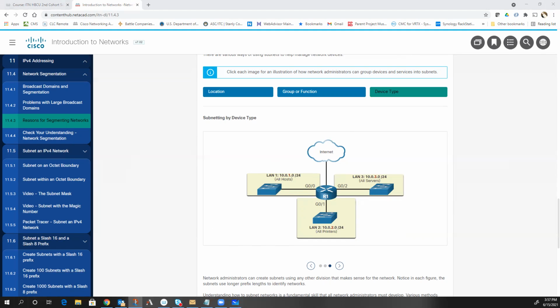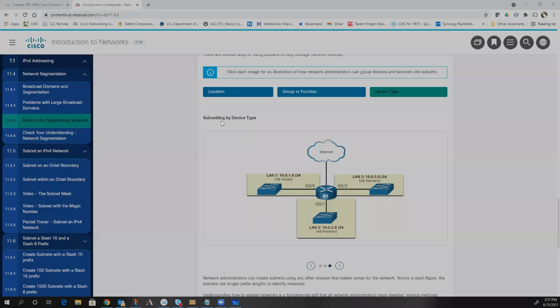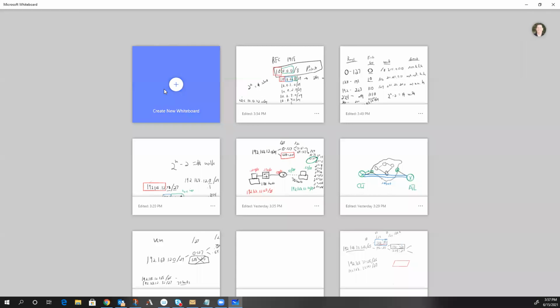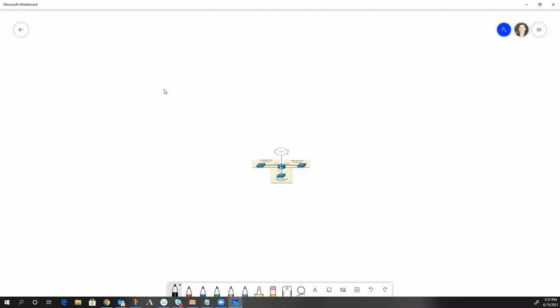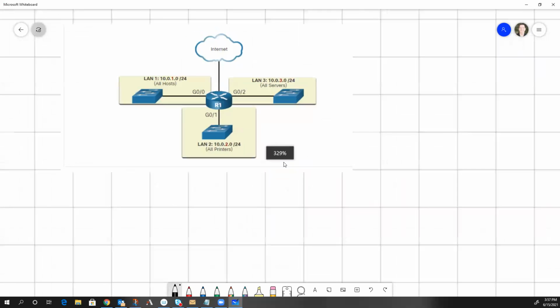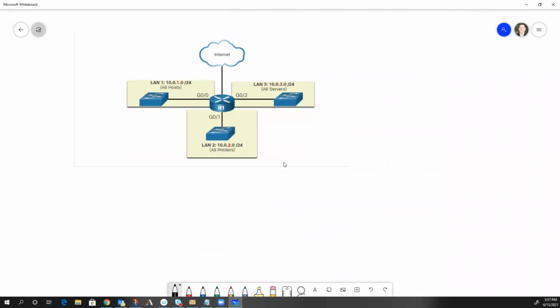I'm grabbing this image out of here so I can stick it in the whiteboard. So let's imagine we've got this network right here, which is all fine and dandy. Let's zoom in on it a little bit so we can see it better. But then let's imagine that off of here we've got a server. All right. Golly, that's terrible.